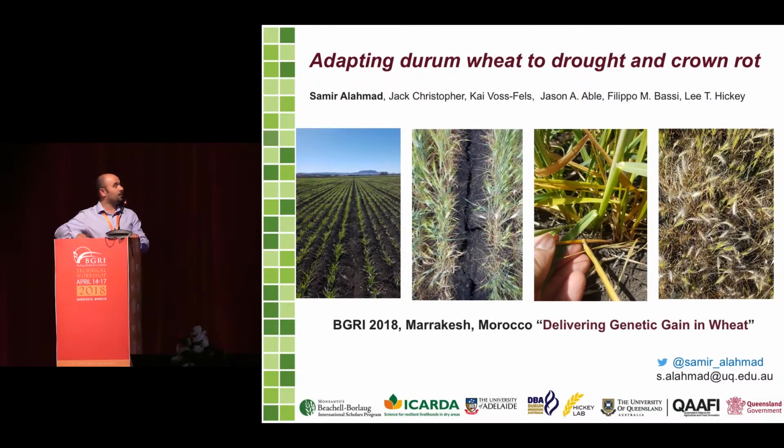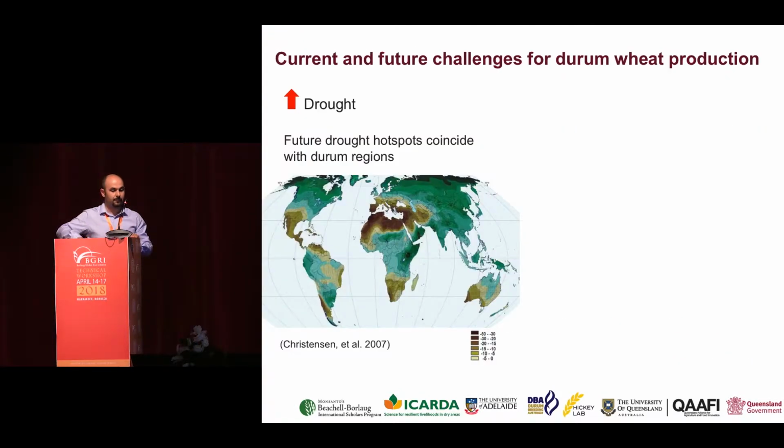So the topic of my talk is adapting durum wheat to drought and crown rot conditions. Future projections in terms of environment: there will be increased drought in many regions of the world. Incidentally, some of those regions in brown are where we currently grow most of our durum wheat around the world.